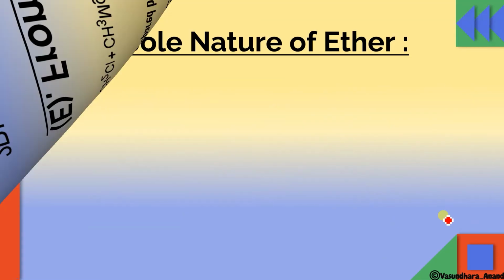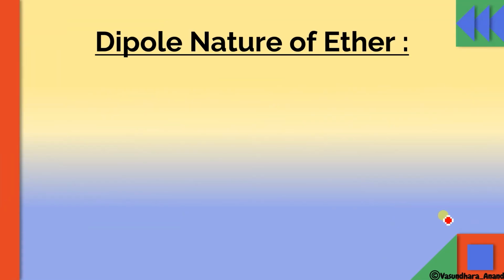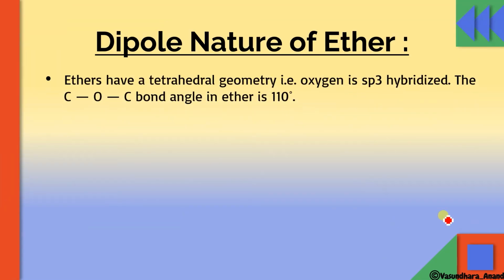Yes. Dipole nature of ether. What is the dipole nature of this? Are they exactly like we see, written as C-O-C in a straight line? That means it should be non-polar. Yes, it should be non-polar, but actually it's not non-polar. Its bond angle is not 180, rather it is 110.